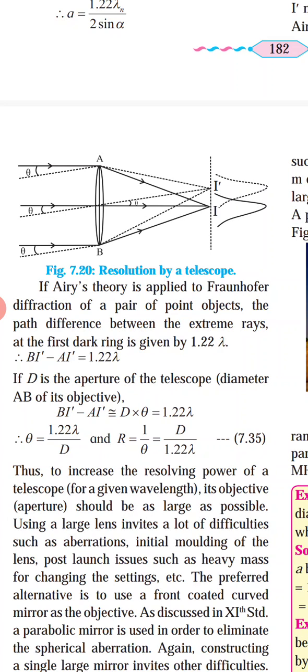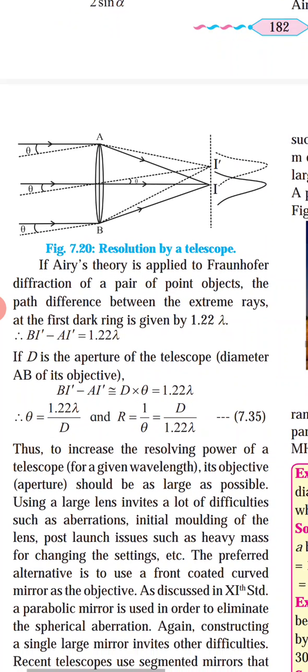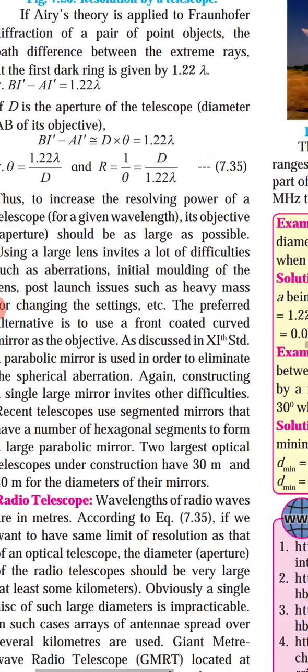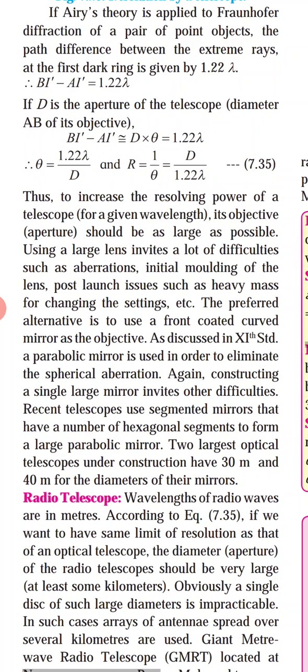And if D is the aperture of the telescope, the diameter AB of its objective, BI dash minus AI dash is approximately equal to D into theta, which is equal to 1.22 lambda. So therefore theta is equal to 1.22 lambda upon D, and R is equal to 1 upon theta, which is equal to D upon 1.22 lambda. So thus to increase the resolving power of a telescope for a given wavelength, its objective aperture should be as large as possible.